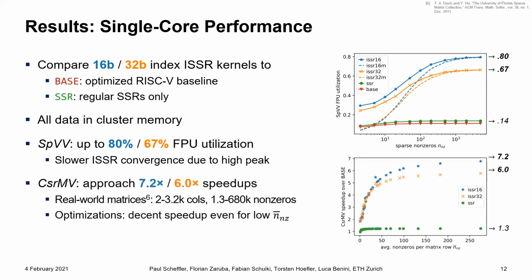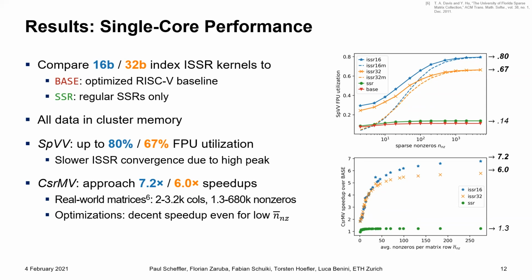Then for CSRMV, as expected, we approach 7.2 times and 6 times speedups over the baselines. And for this, we used real-world matrices from the SuiteSparse matrix collection with 2 to 3.2 thousand columns and 1.3 to 608,000 non-zeros. And as you may remember, we optimized this kernel to unroll rows.